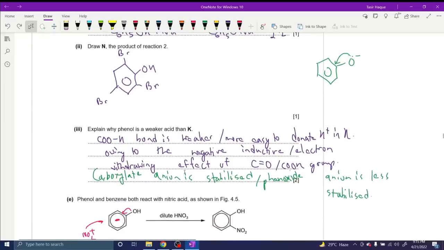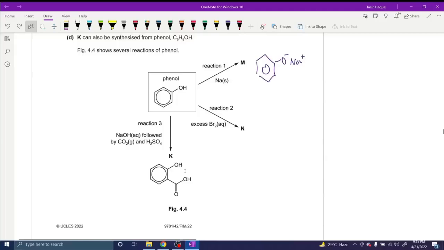Explain why phenol is a weaker acid than K. So K has a carboxylic acid group. Why is phenol weaker than that? Let's try to understand. Phenol is a stronger acid than alcohol. Why? Basically, the lone pair of the phenoxide ion takes part in the delocalization of the benzene ring, right? As a result, it becomes more stabilized.